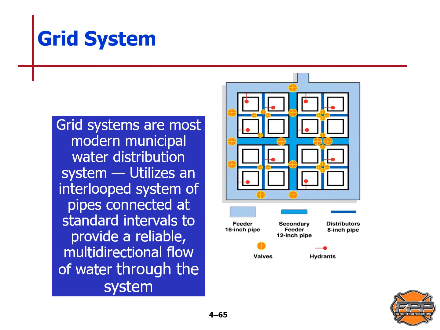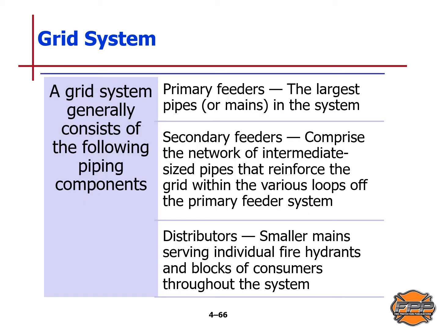The grid system is the third type of system, and these are the most modern municipal water distribution systems. They utilize an interloop system of pipes connected at standard intervals to provide a reliable, multi-directional flow of water through the system. A grid system generally consists of the following piping components: primary feeders, which are the largest pipes or mains in the system; secondary feeders, which comprise the network of intermediate-sized pipes that reinforce the grid within the various loops of the primary feeder system; and distributors, which are smaller mains serving individual fire hydrants and blocks of consumers throughout the system.